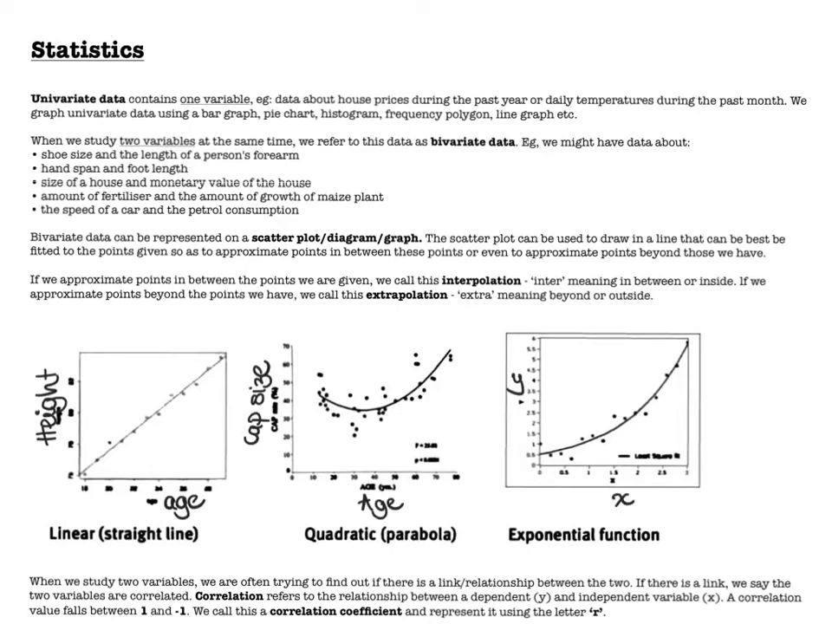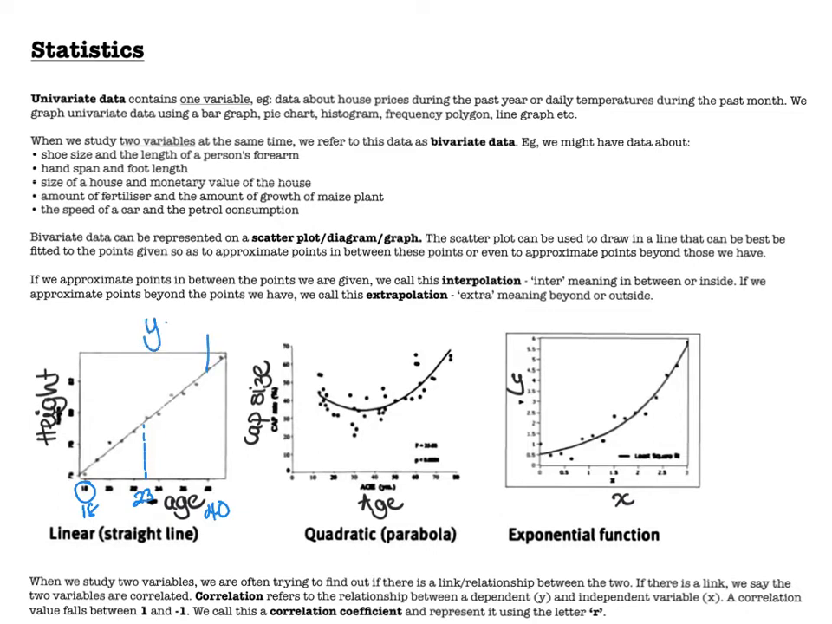The scatter plot can be used to draw a line that can best be fitted to the points given so as to approximate points in between or even beyond the data set that you're given. So if we look at our linear scatter plot, we can approximate or find what a value is in between the given data set. The minimum value here was 18 and the maximum value here was 40. If we're given a value that is, let's say, 23, we can use that using the line.